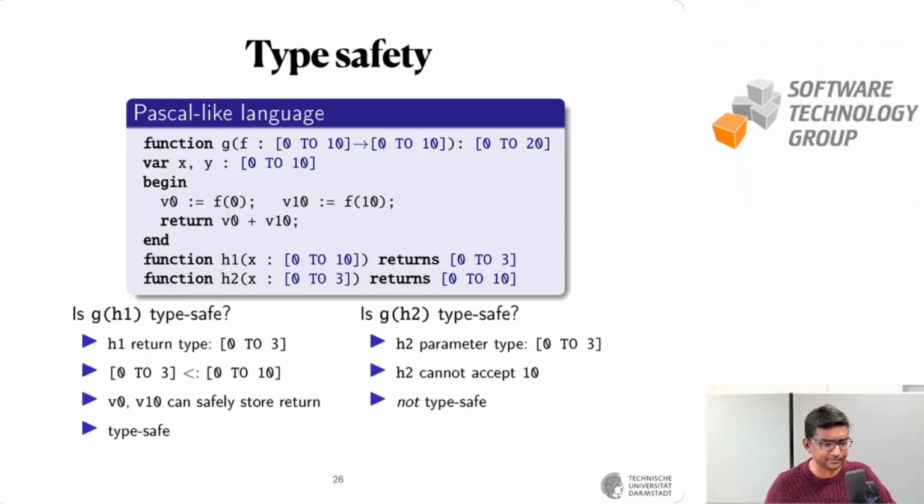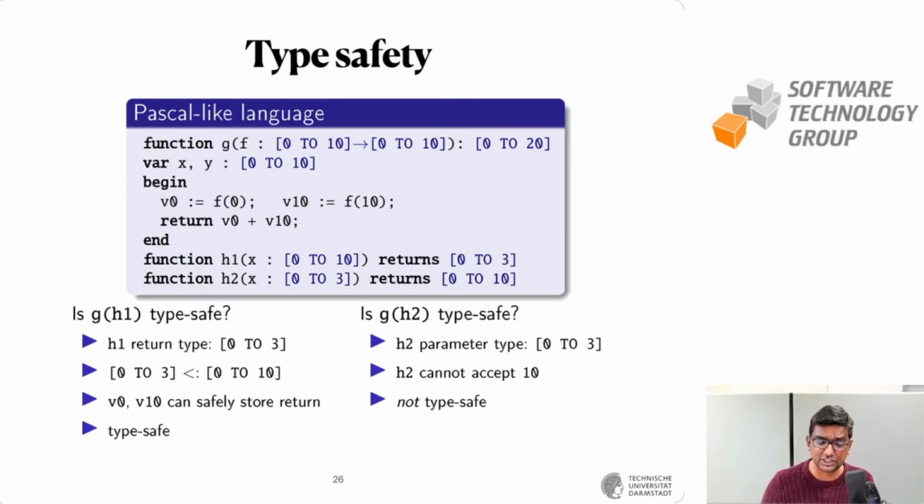Now the question, is g of h1 type safe? Well, it is type safe because the return value of type h1 is within the range 0 to 3, which is a subtype of 0 to 10, which is what is expected, meaning v0 and v10 can safely store the return value of h1, right? Because both of them are expecting values between 0 to 10, so it is type safe.